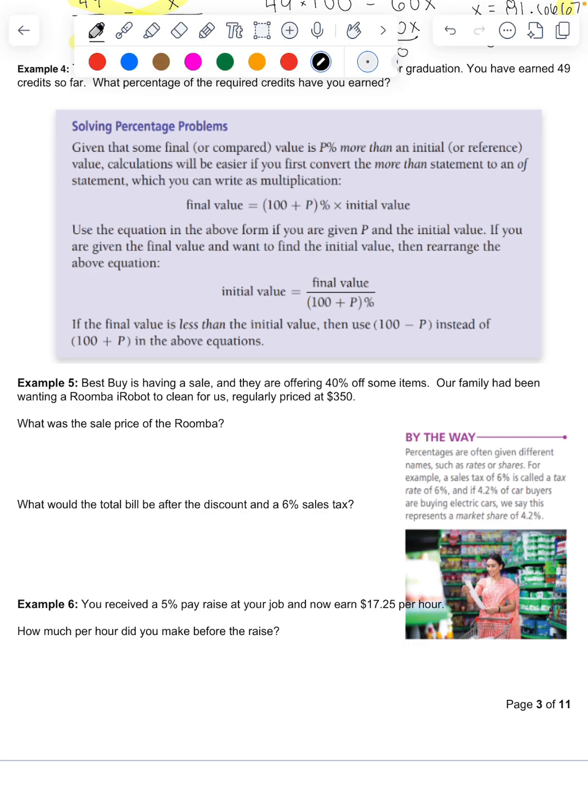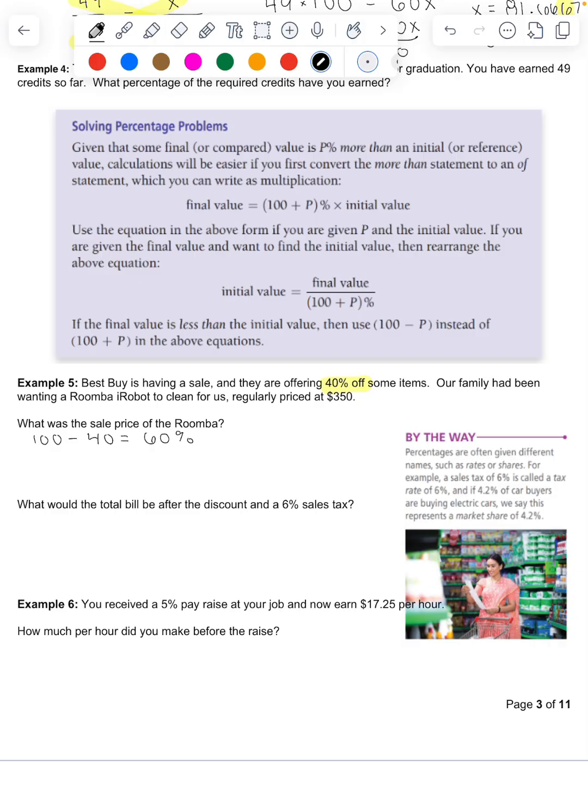For example, if Best Buy is having a sale and they're offering 40% off some items, we've been wanting a Roomba iRobot to clean for us. It's normally $350. So we want to figure out, what's the sale price if it's 40% off? Since it's 40% off, that means I'm going to be paying 100 minus 40, which is 60% of the original value.